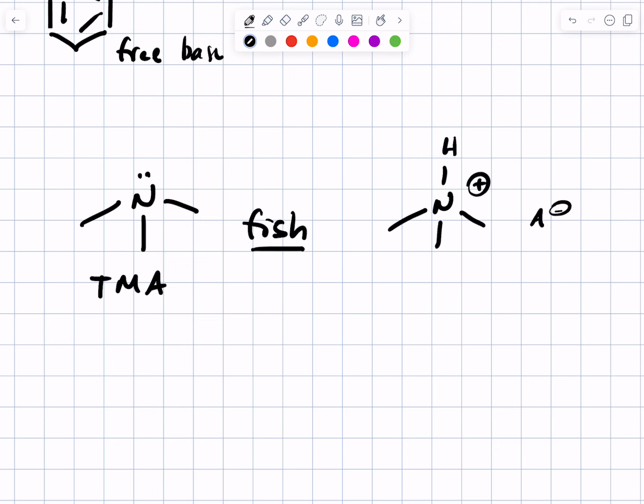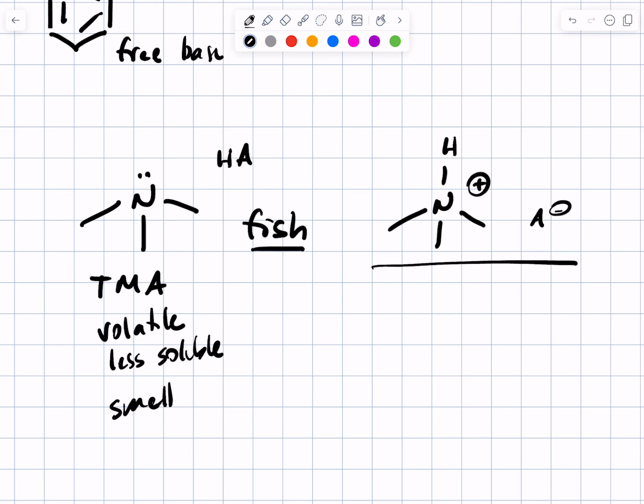Here's the anion. HA is citric acid. The neutral amine is volatile and less soluble in water, so you can smell it. The positively charged ammonium salt is very soluble in water, and it's less volatile, so it's less stinky. So one of the reasons people have lemons around with fish is if you put lemon on your fish, it's not going to smell or taste as fishy.